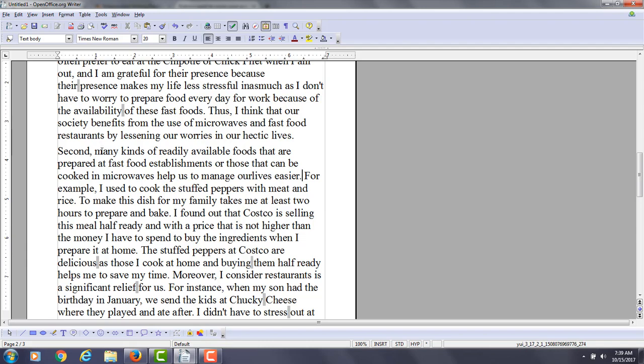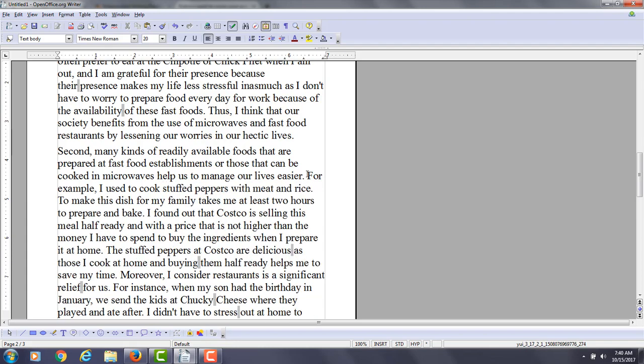So many kinds of readily available foods that are prepared at fast food establishments or those that can be cooked in microwaves help us to manage our lives easier. For example, I used to cook the stuffed peppers. My mom used to make this meal, and now my wife makes it. I got to tell you, I absolutely love stuffed peppers. Stuffed peppers is my most favorite meal, I think, ever.